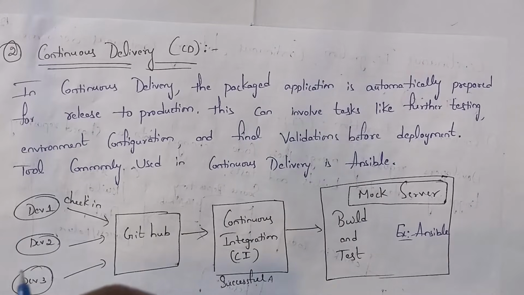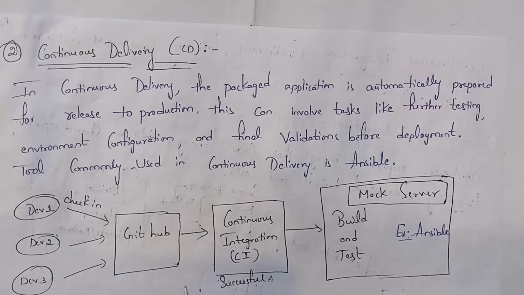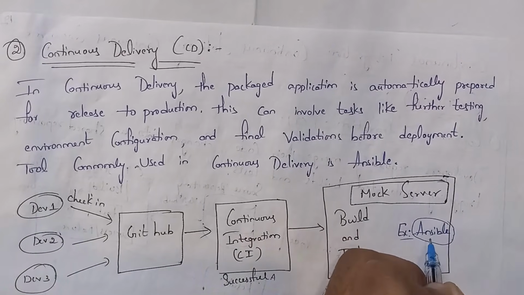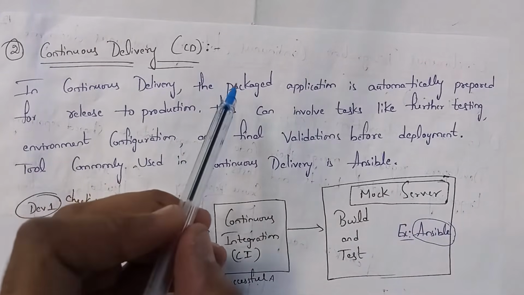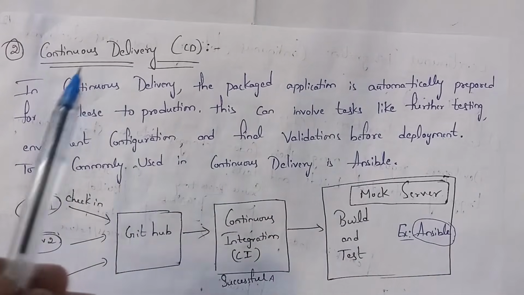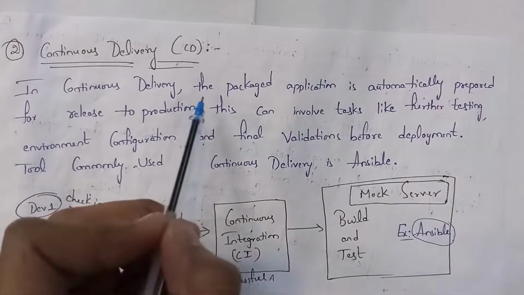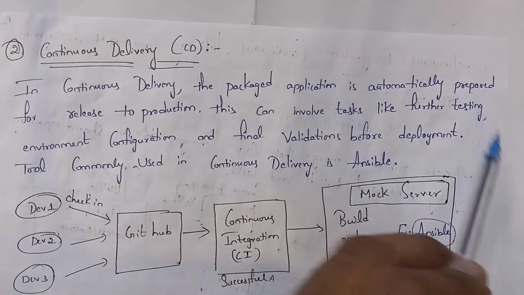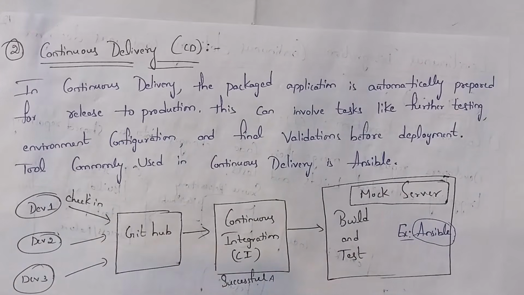Guys, before placing our software into one dummy server, at first we need to configure that server. And that configuration is done by using a tool like Ansible. By using Ansible, we can configure our server. So in continuous delivery, the packaged application is automatically prepared for release to production. They will not release, they will just prepare the application in order to release to production. This can involve tasks like further testing, environment configuration, and final validation before deployment.